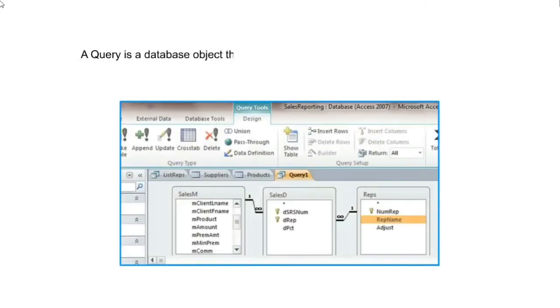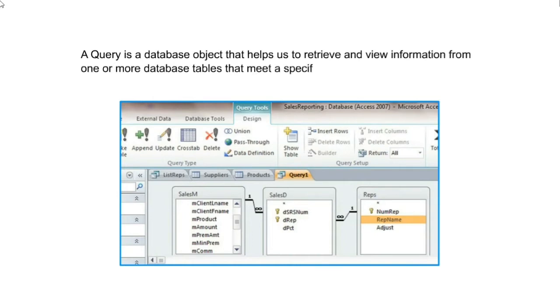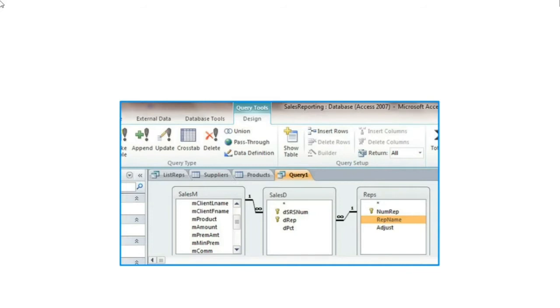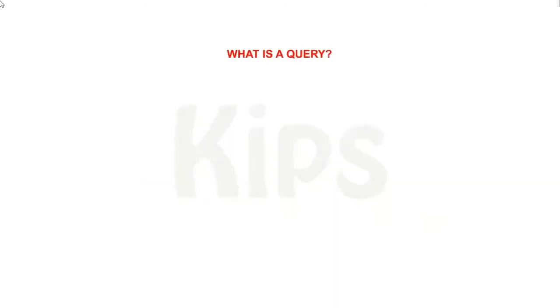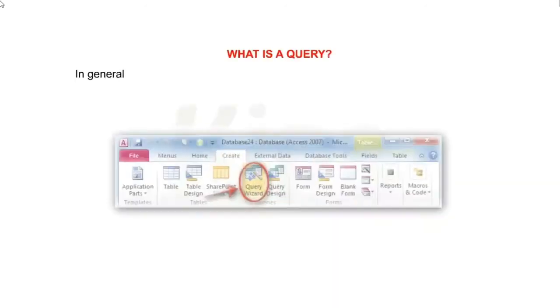A query is a database object that helps us to retrieve and view information from one or more database tables that meet a specific condition or criteria which you define. The information retrieved on the basis of a specified criteria in the query is stored in a separate table called the query table. Now, what is a query?